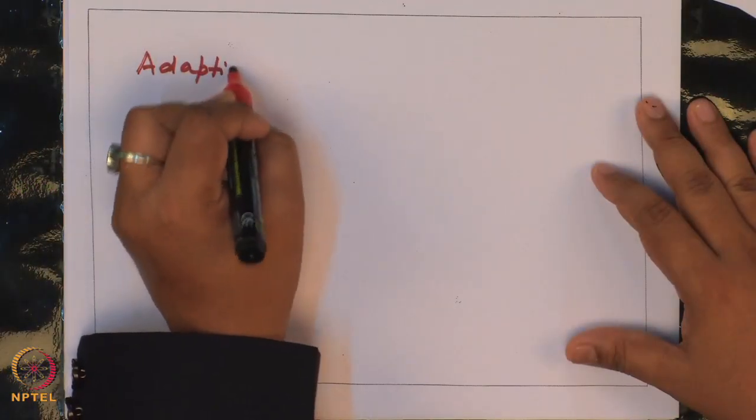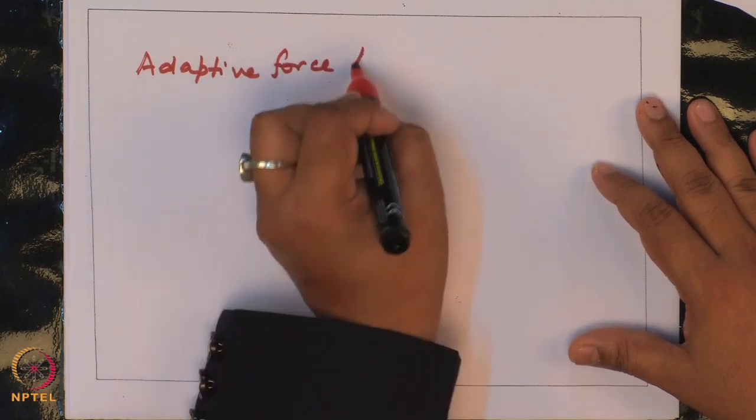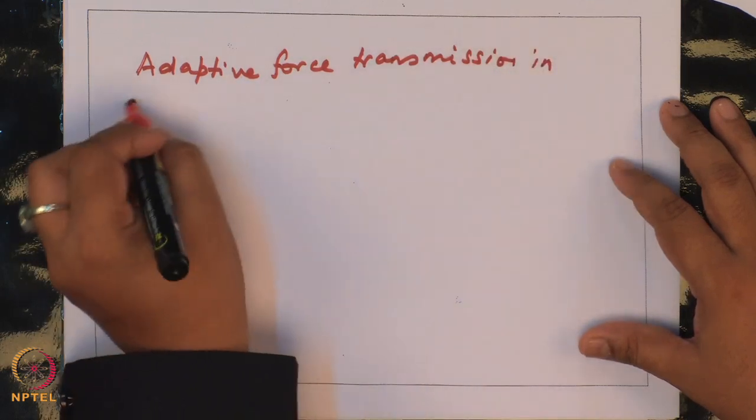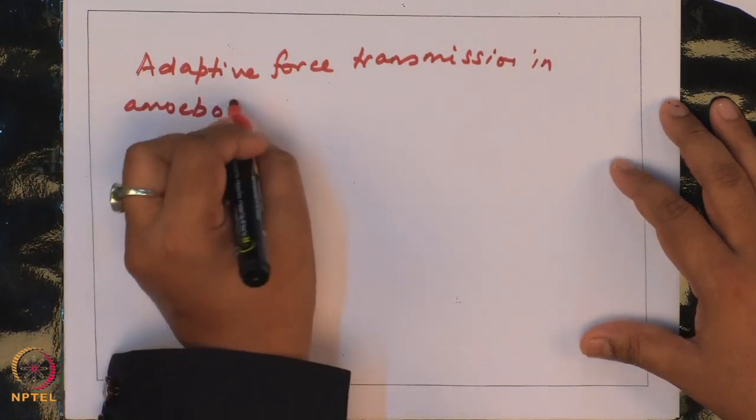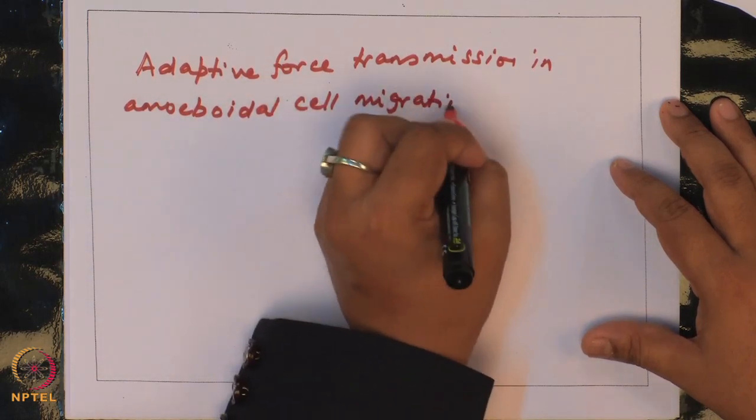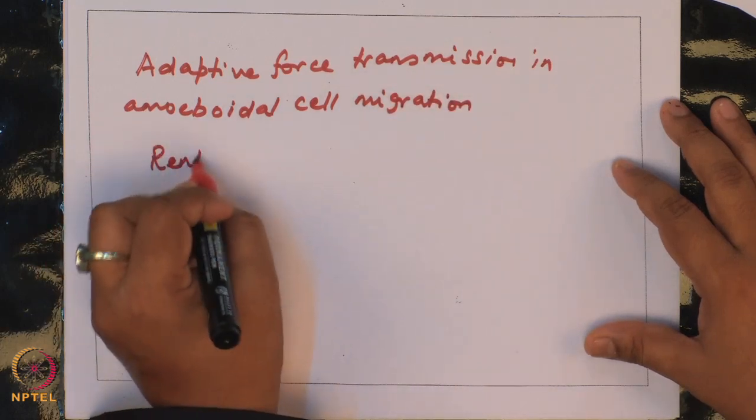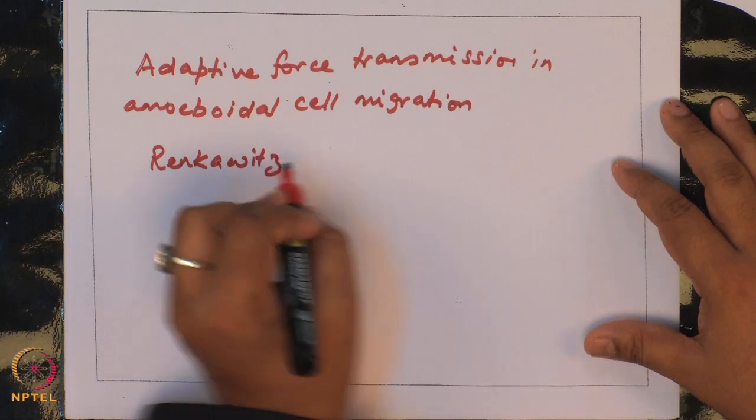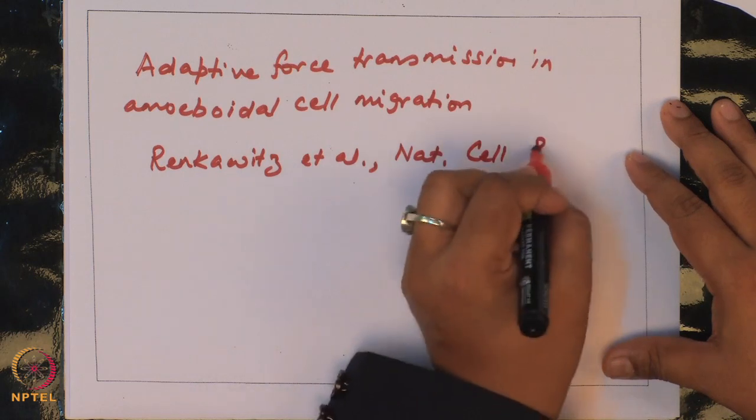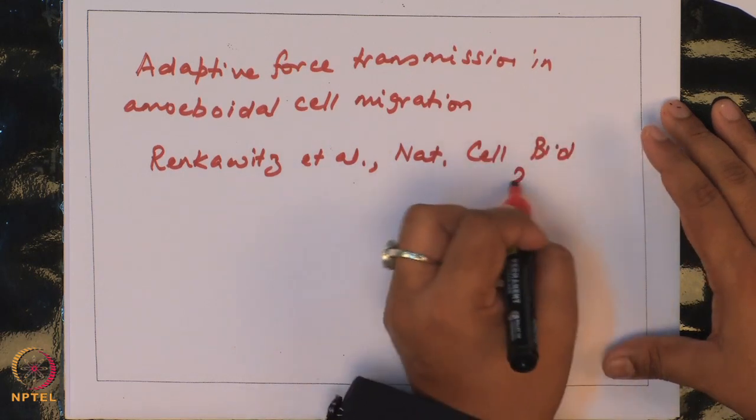So, now we will initiate discussion about one particular paper. Okay. So, the name of the paper is Adaptive Force Transmission in Amoeboidal Cell Migration. Okay. So, Nature Cell Biology paper, 2010 paper.